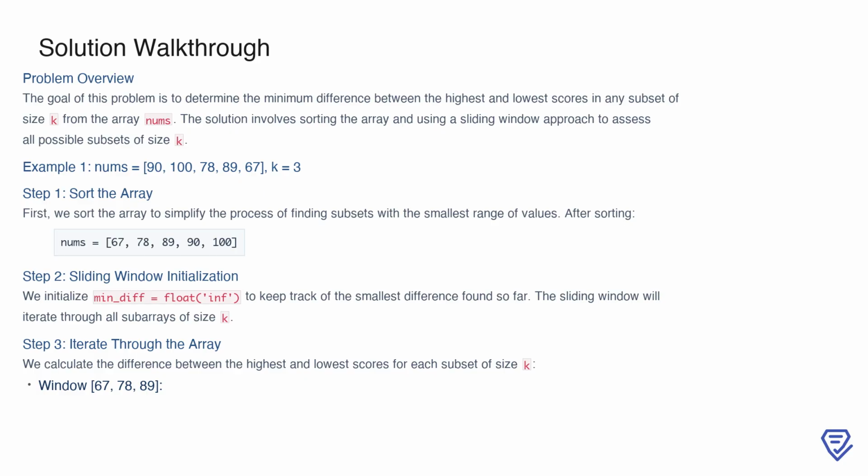For instance, consider the example nums equals [90, 100, 78, 89, 67], and k equals 3. First, we sort the array, giving us nums equals [67, 78, 89, 90, 100]. Then, we initialize min_diff to a very large value, float('inf'), to track the smallest difference as we iterate through the array. The sliding window will examine each group of k elements, starting with the first three, [67, 78, 89].